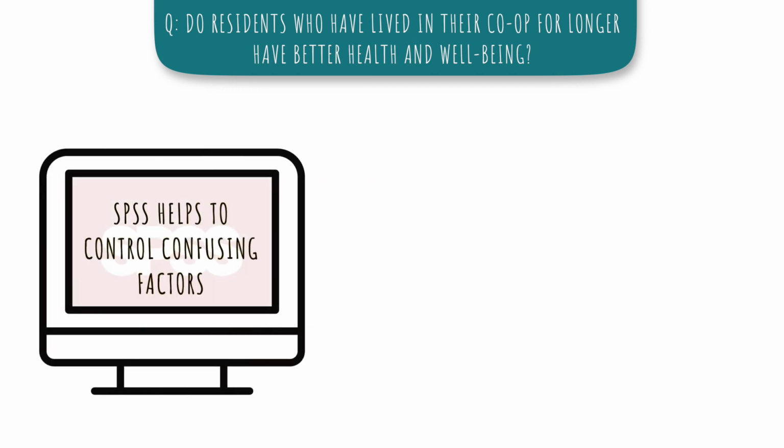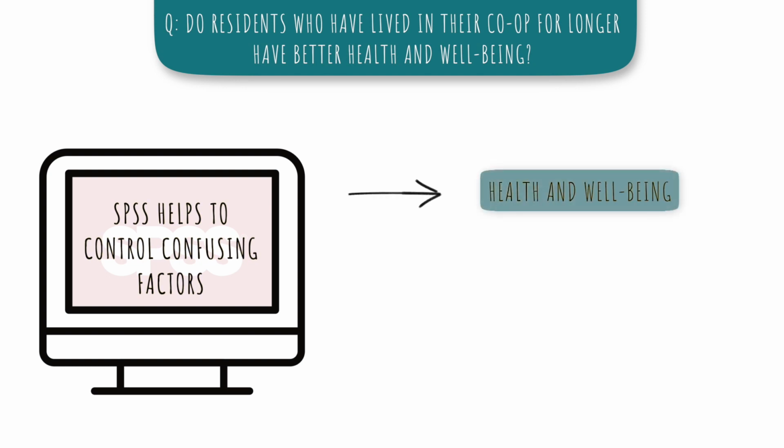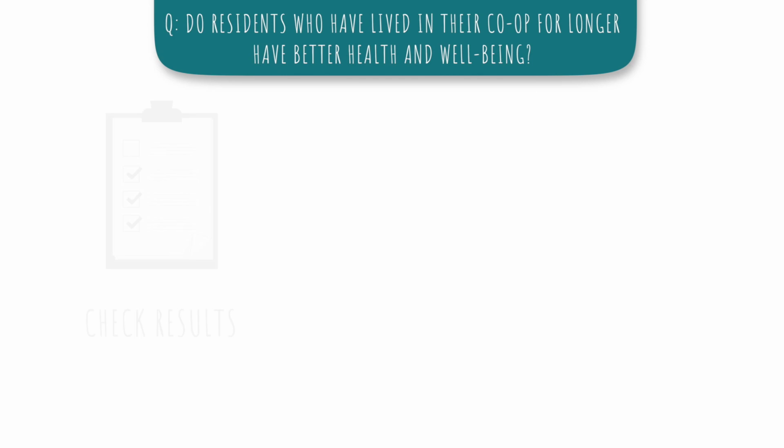SPSS helps us to control for factors that might confuse the picture. In the case of health and well-being, that means controlling for members' age or gender, because these are factors that can independently affect health and well-being. SPSS also helps us to check results to see if they are significant.